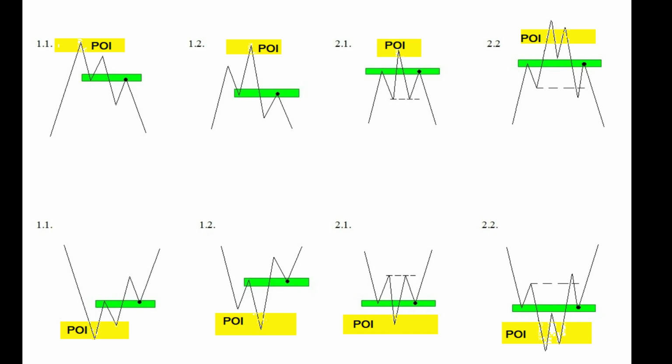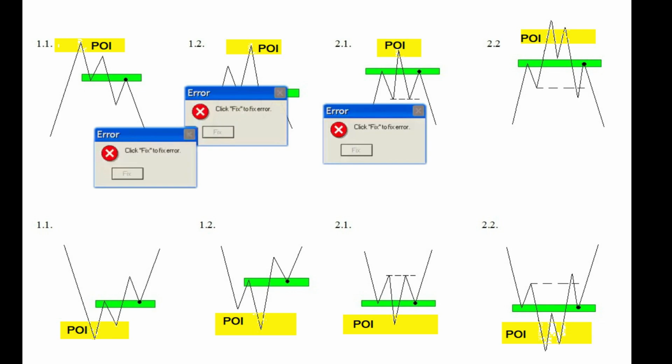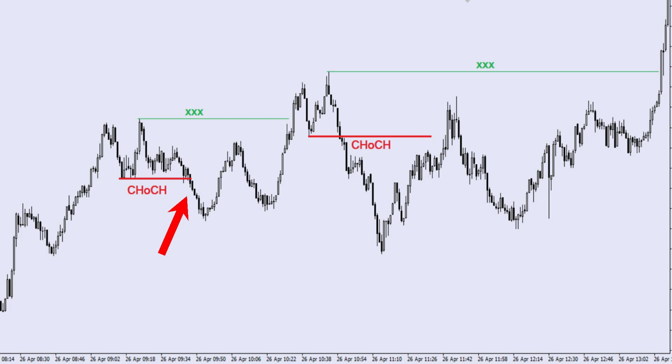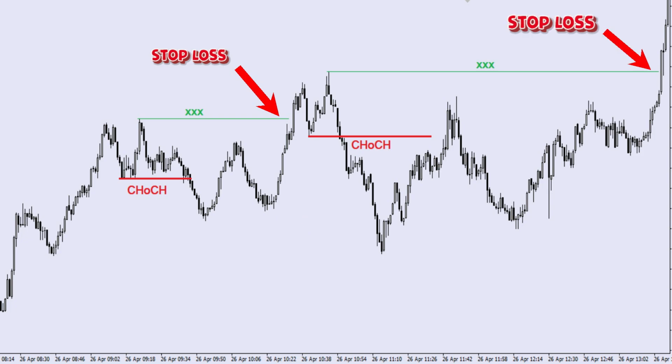Breaking the structure, like any other pattern, should be formed in places of interest, or, as they are called in the smart money concept, POI zones. Areas of interest are block order, flow order, liquidity withdrawal, imbalance. If we consider the formation of the CHoCH pattern absolutely anywhere, then the stop loss will be significantly larger than it could have been, following the rules and trading from areas of interest.